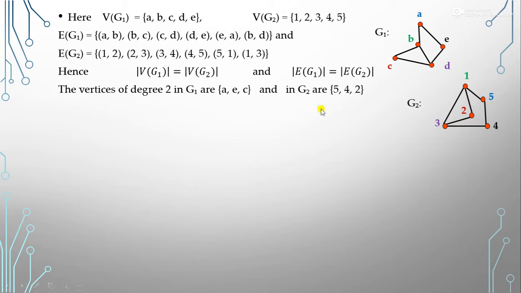That is here 5, 4 and 2. So 3 vertices are there which have the degree 2. Now vertices of degree 3. In graph G1, how many vertices have the degree 3? B and D. B and D vertices are there which have the degree 3.